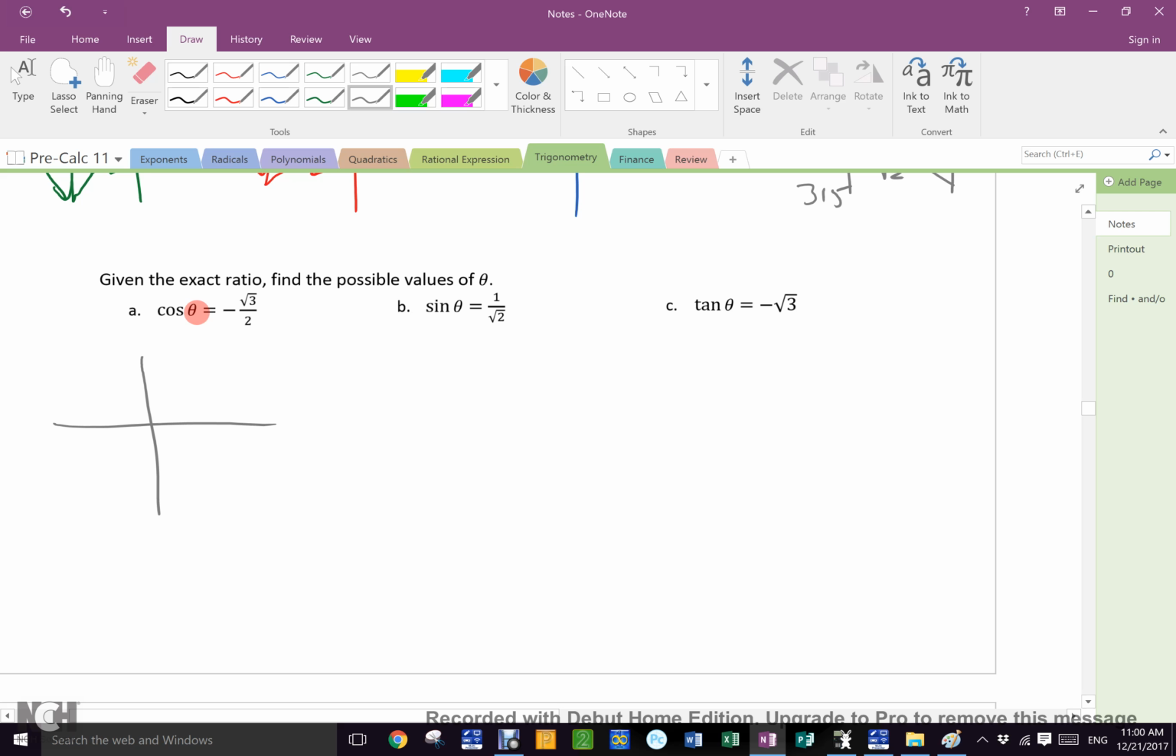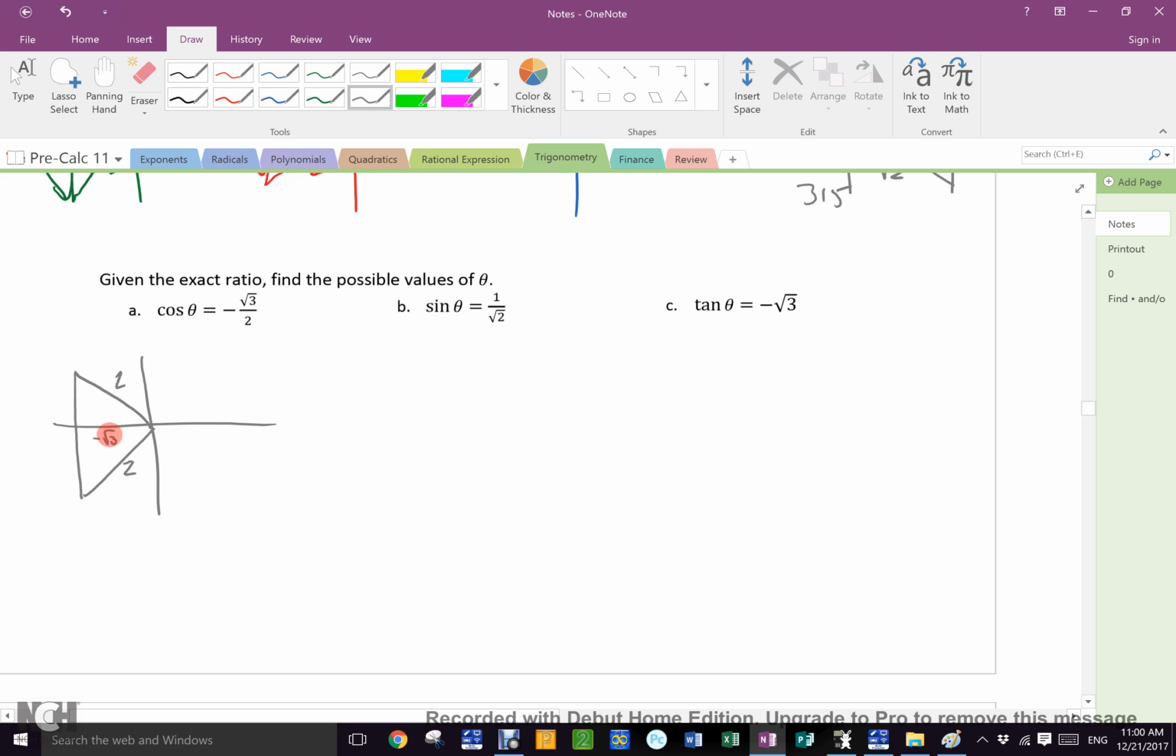2 and 3, absolutely correct. And since it's cos, I know that the hypotenuse must be 2, yes? And cos is adjacent, right? Or x over 2, yes? So where is the x? Right here. Negative root 3. Everybody with me?